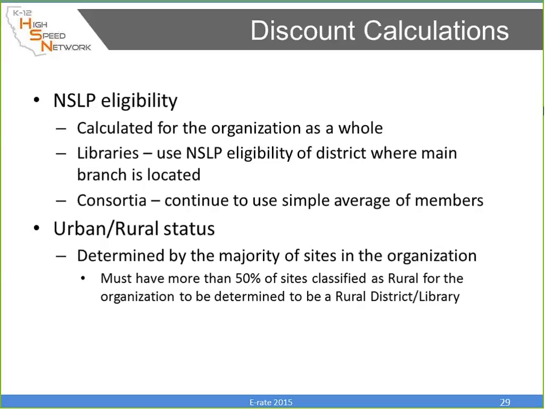The second thing that determines your discount percentage is your urban or rural status. We talked earlier about that being updated to the 2010 census data. So now, in order for you to get a rural discount rate, you have to have the majority of your entities classified as rural. If you are a district that has a total of 6 sites and 3 are urban and 3 are rural, you're an urban district. You have to have the majority rural in order to get a rural discount percentage.